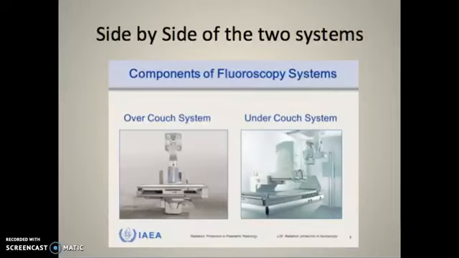So here are the two different systems: the over the couch and under the couch. This is what we have in our lab.